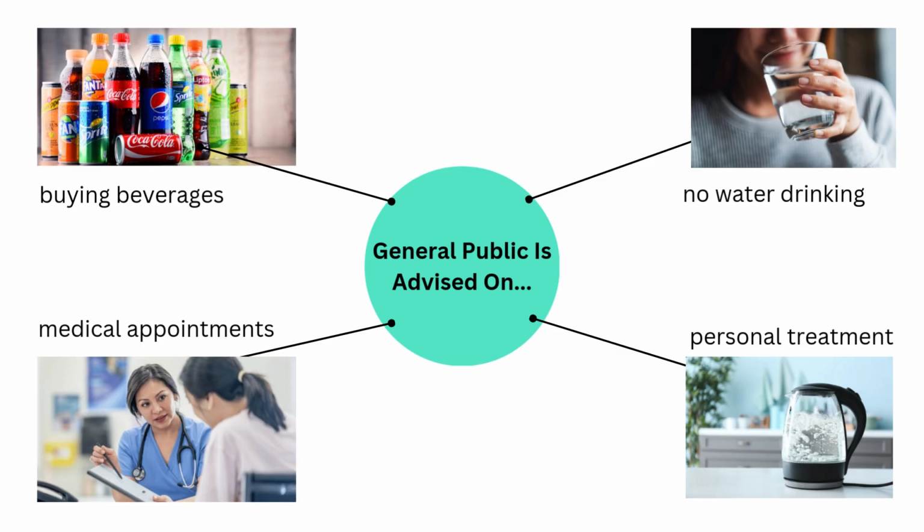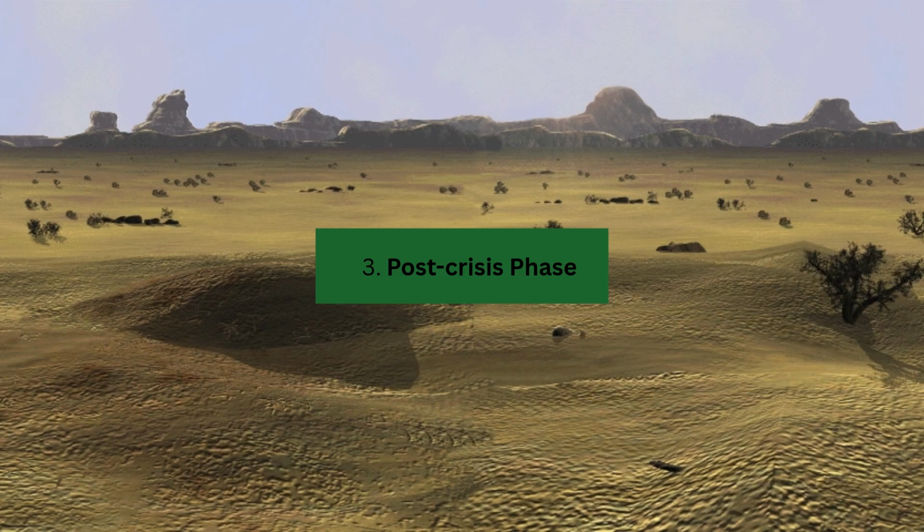The general civilian population will certainly be advised on buying water or beverages to drink, not drinking the unsafe drinking water, perhaps using the unsafe water for alternative uses, seeking medical appointments, and maybe also being allowed to try to treat the drinking water. The last stage of crisis communication is titled the post-crisis phase.